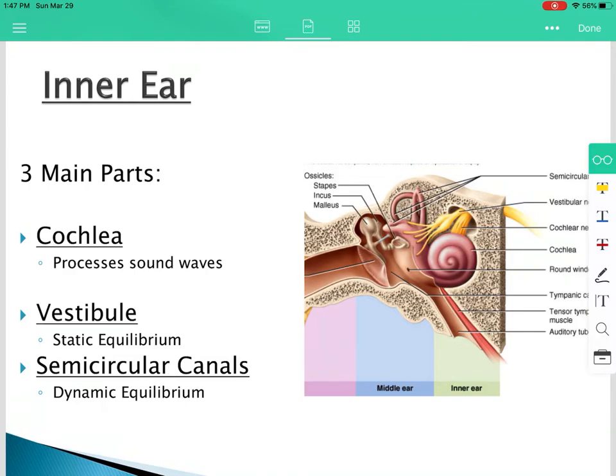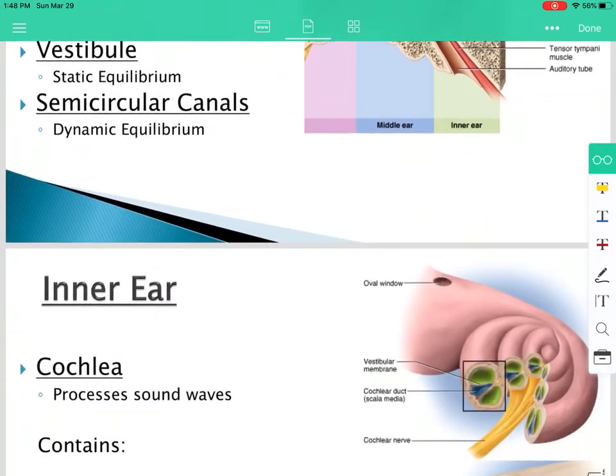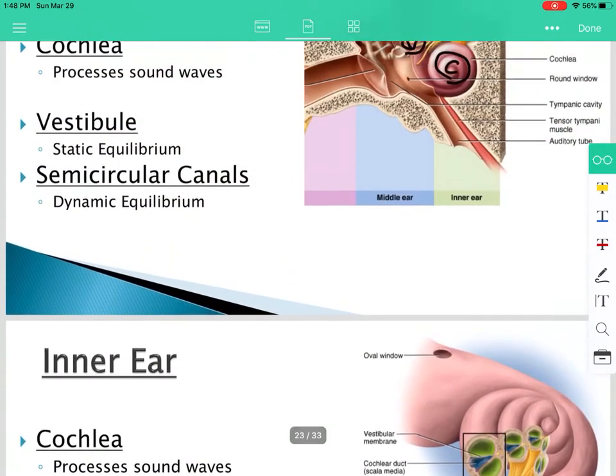All right. Let's talk about the inner ear. I think it's easiest to break the inner ear down into three main parts. We have the cochlea, which looks like a conch shell. We have the semicircular canals, which look like semicircular canals. And then one that you may not be familiar with, at the base of the semicircular canals, is the vestibule.